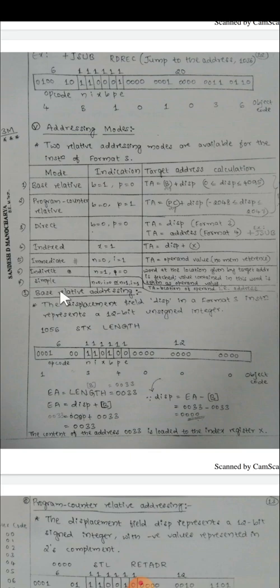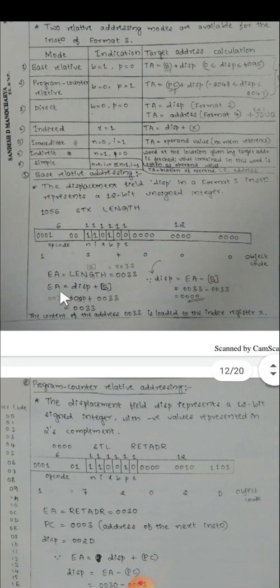And for base relative addressing mode, one example is given here. The instruction is STX length. Here we first have to find the opcode of STX, fill these fields, and fill these bits also with NIXBPE. With the help of this NIXBPE, we can easily identify which addressing mode we are using.